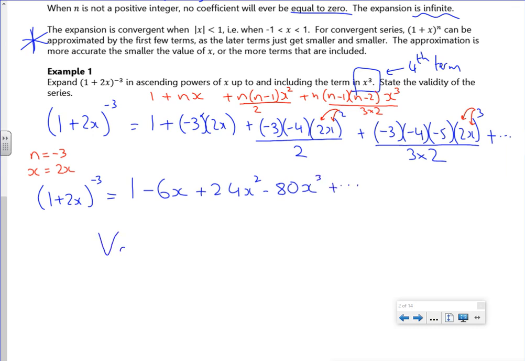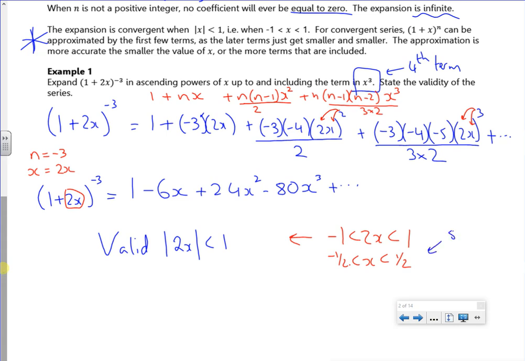Right then. In terms of validity, it's whatever you see here. It's going to be valid for the modulus of 2x less than 1. What this means is that minus 1 is less than 2x is less than 1. So if I divide through, I've got minus a half is less than x is less than a half. If I use this expansion to work something out, it might want, I don't know, 1 over 1.02 cubed, and your calculator would do this type of expansion, putting x as 0.1 into it. As long as you get your valid number, which is small, like this is moderately small, isn't it? Smaller the better, it should work okay.